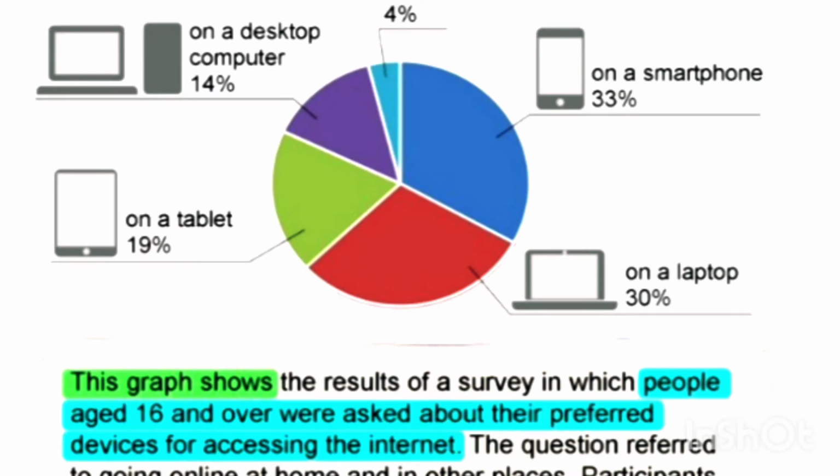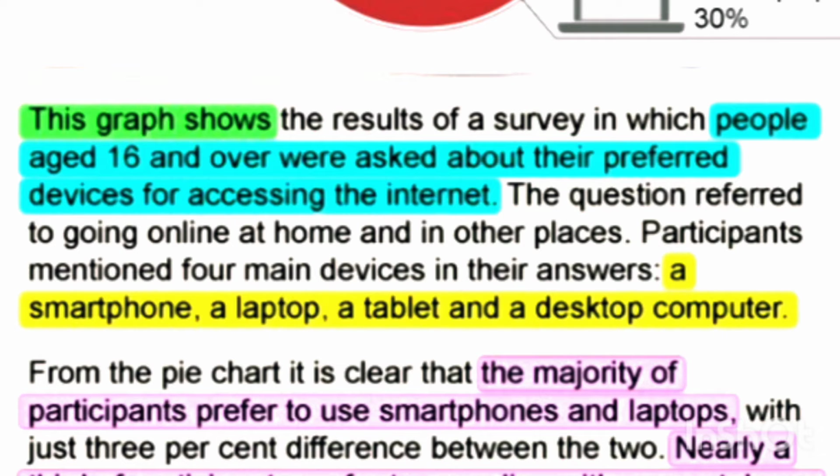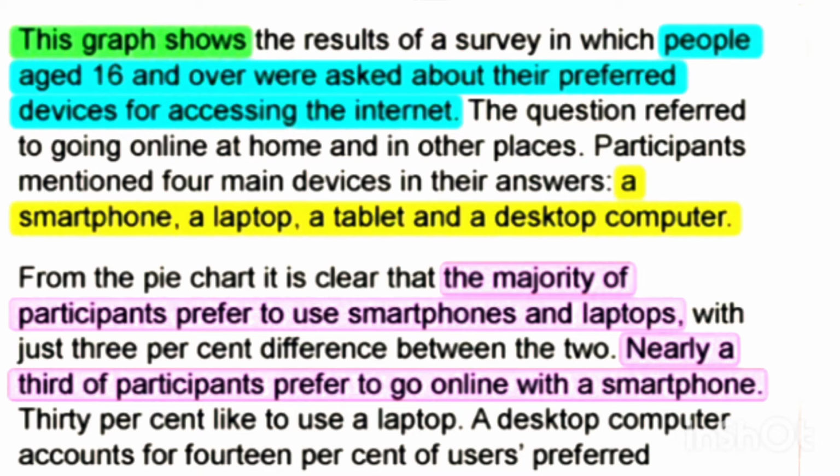In the introduction you should write like this: this graph shows the result of a survey in which people aged 16 and over were asked about their preferred devices for accessing the internet. The question referred to going online at home and in other places. Participants mentioned 4 main devices in their answers: a smartphone, a laptop, a tablet, and a desktop computer. So you can see it is related to the question only, but we did not copy down the same things. We have also used our own words.